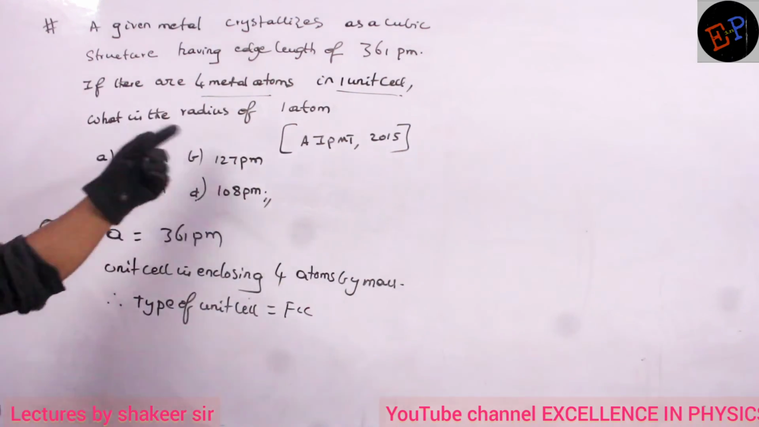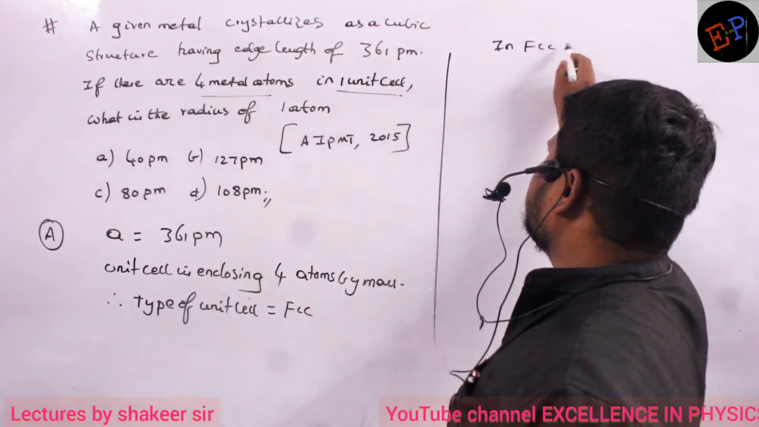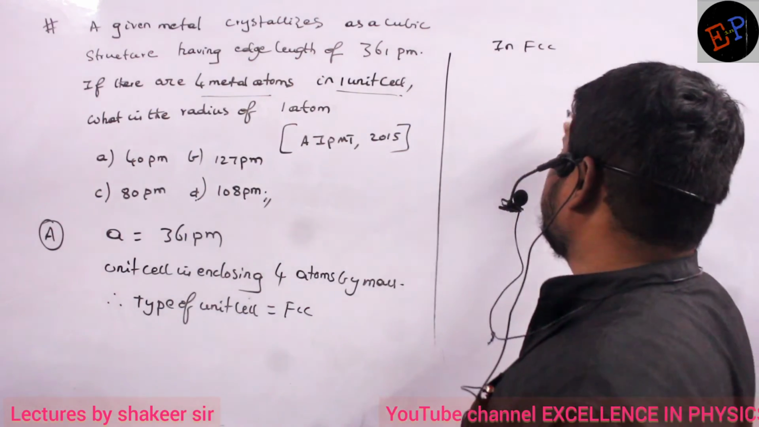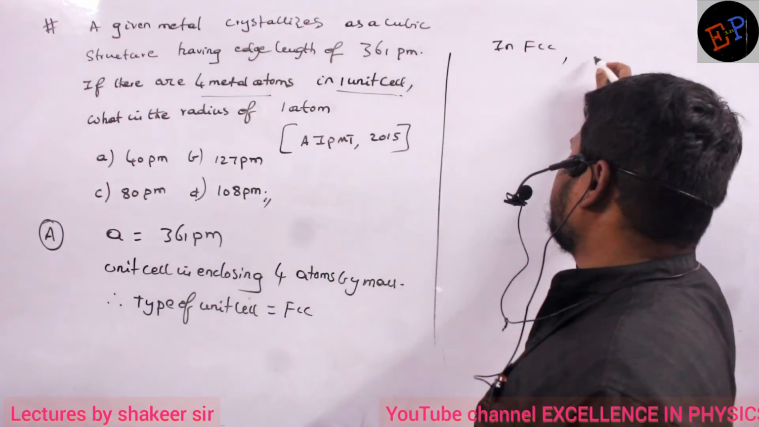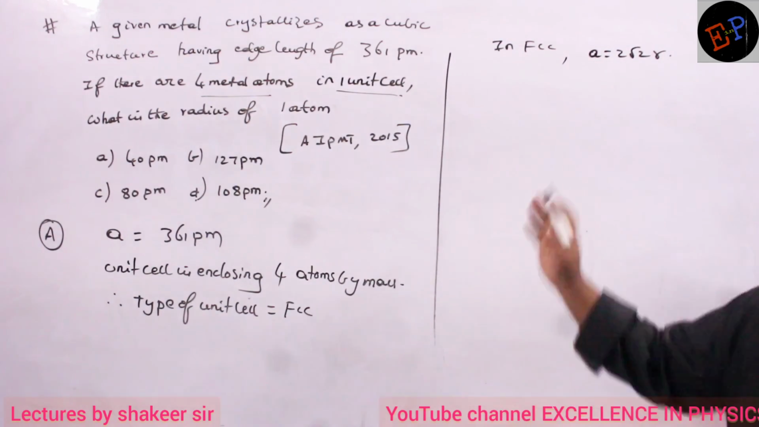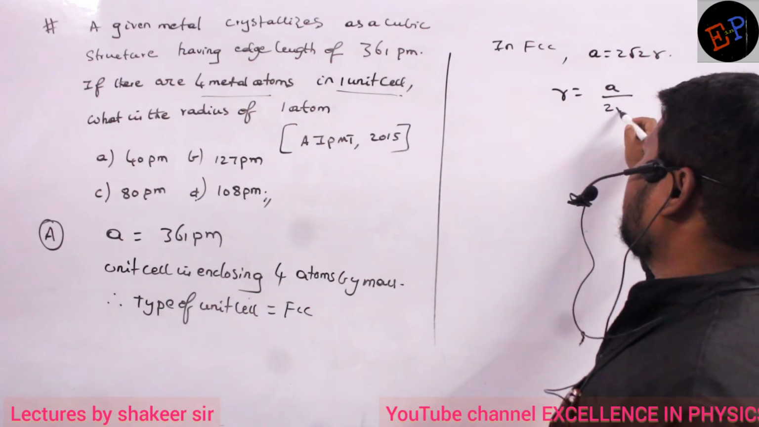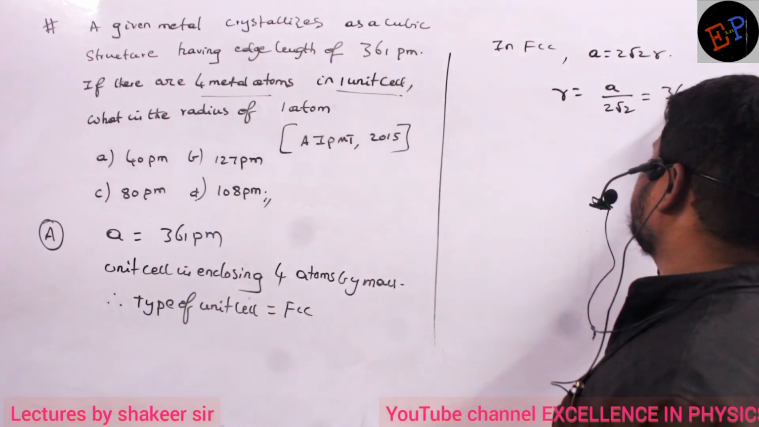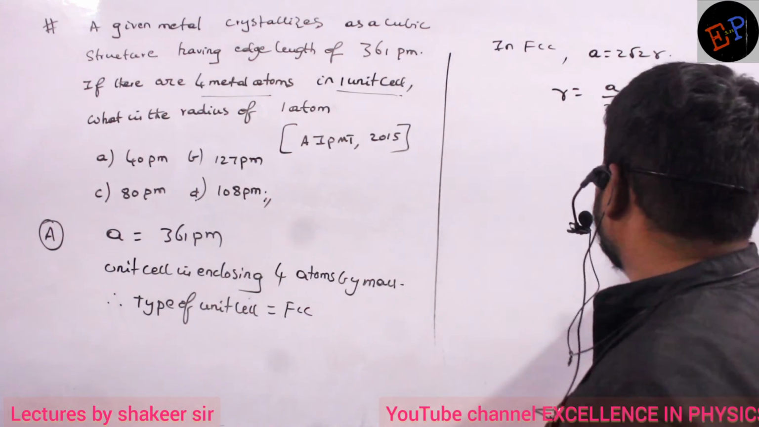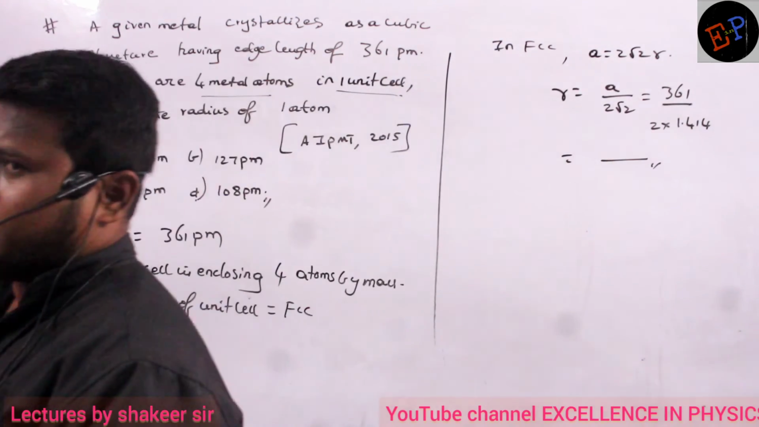Okay. Now, what is the radius of the atom? He is asking. So, in FCC, what is the relation between radius and edge length? The relation we have derived directly: A is equal to 2 root 2 into r. Understood, no? Just substitute here. So what is r value? r is equal to A divided by 2 root 2. So, A value is 361 divided by 2 into root 2 value 1.414. So do this calculation, whatever answer you get, that is our answer.